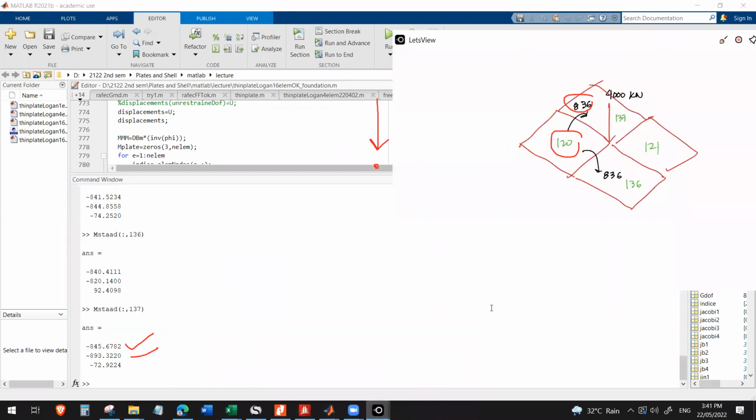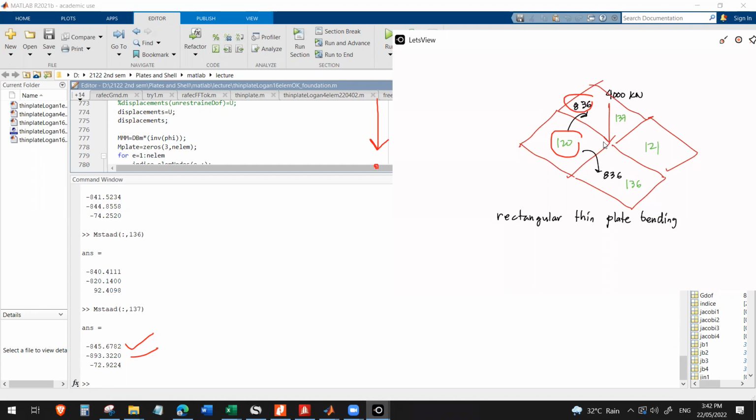Okay. How about 137? Yeah, still the same. 836 versus 845. So remember, in STAAD, it's using a more advanced plate element. Unlike in our MATLAB code, we're just using a rectangular thin plate bending element, 12 DOF per plate.